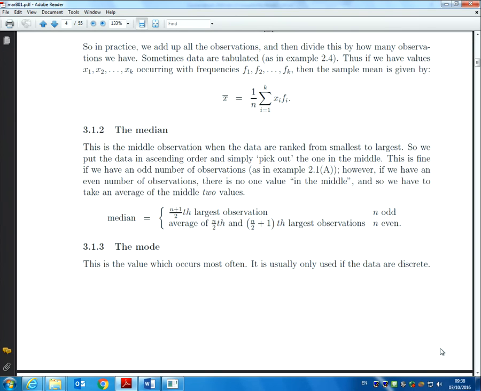Imagine that we didn't have the 8. If we didn't have the 8, the median would be midway between 4 and 5, 4.5. So, if you have an odd number of observations, the median will be one specific value. But if you have an even number of observations, the median will fall midway between the middle two. So that's the median. What about the third and final average?